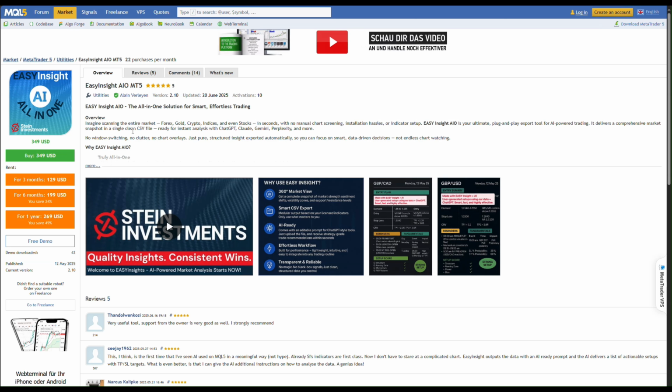But yes, there is no backtest because it's no EA. It's no trading strategy in itself. The AI does the job for you. The AI provides you the market analysis you want. It's hard to explain. You have to experience it.